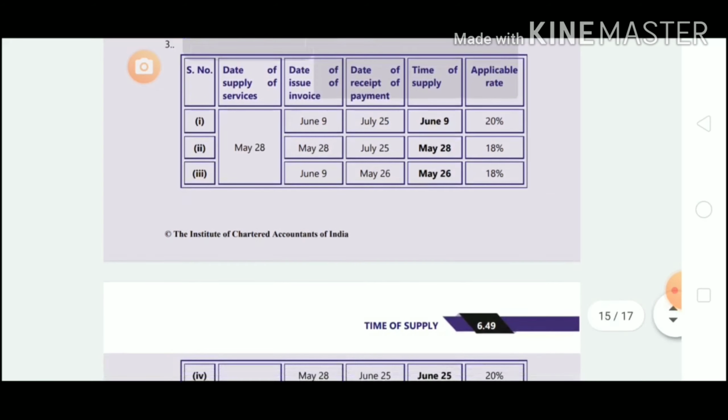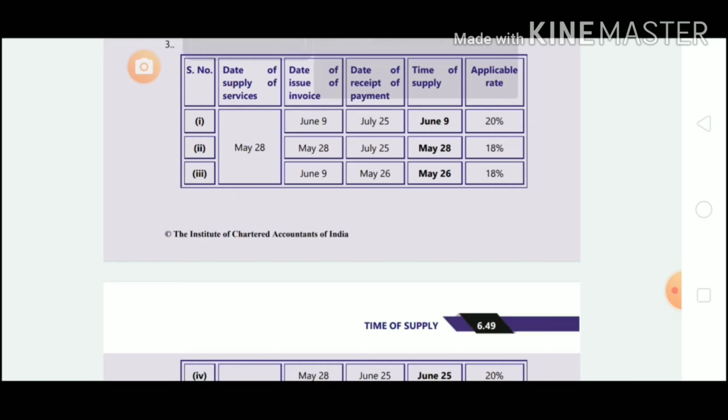So Roman 2, May 28, July 25. So May 28 means supply of service and invoice. These two events are taking place before change in rate of tax. So TOS will be date of invoice, May 28, and we will take the old rate.